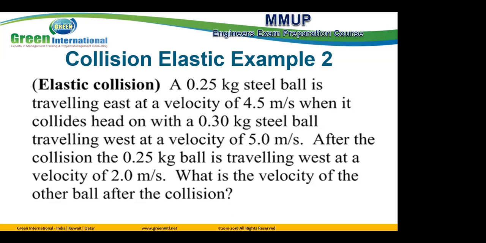You mentioned here elastic collisions. A 2.5 kilogram steel ball is traveling east. So the directions here are east and west. I put east as the positive direction for me. So that is the equation: M1 V1 plus M2 V2 equals M1 V1 dash plus M2 V2 dash. Let's go to substitution.